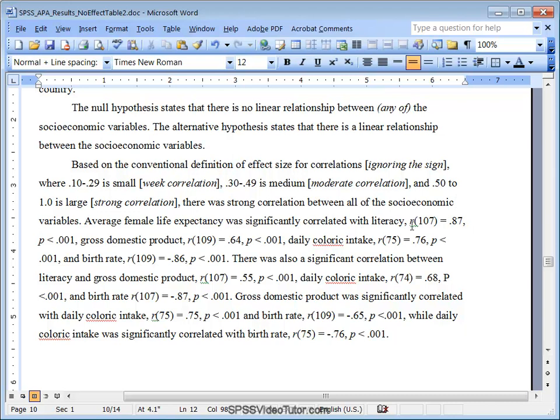So you write r, italicized, the number of cases in parentheses for that analysis, the correlation coefficient, and the significance value. Now, when your significance value in the SPSS output is 0.000, APA stipulates that you write this as p < 0.001. If the significance value in your SPSS output is 0.001 or greater, then APA stipulates that you note the actual significance value. So it would be p = 0.001, or p = 0.86, or whatever the actual value is.